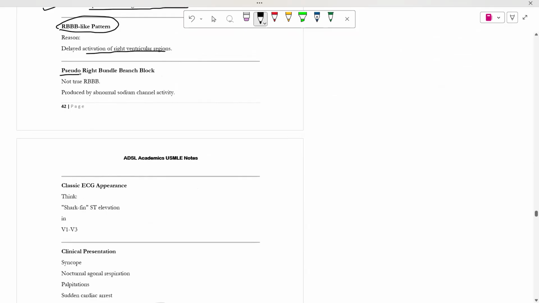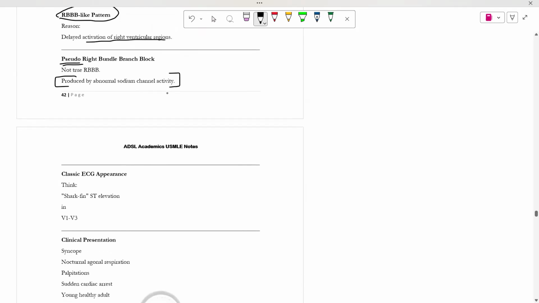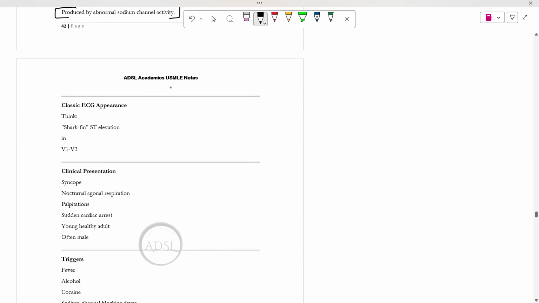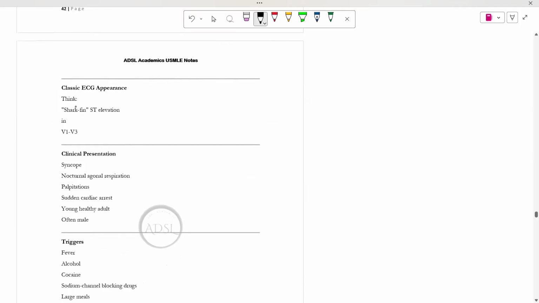But this is not a true right bundle branch block. Okay, why? Because this is produced only by the sodium channel activity. The bundle is not blocked. It's just that the sodium channel is not working properly. And remember, nothing is happening to the conducting system. What is happening is to the contractile system, the depolarization. So there will be ST elevation, which will look like a shark fin. Shark fin ST elevation in V1 to V3.